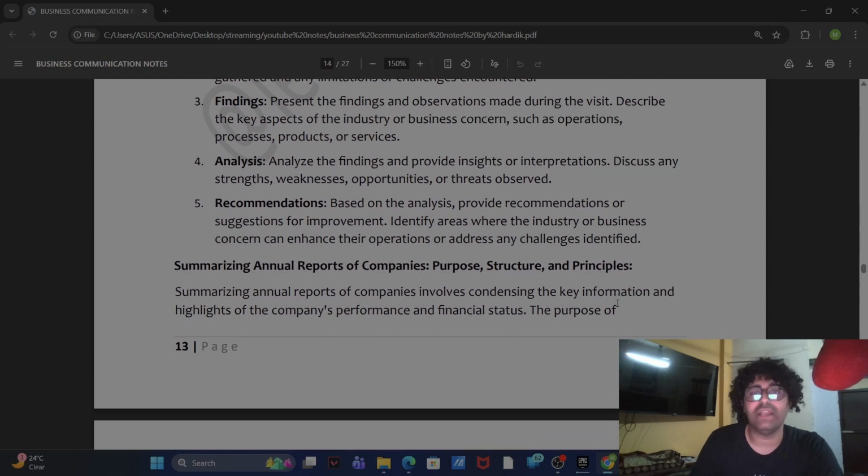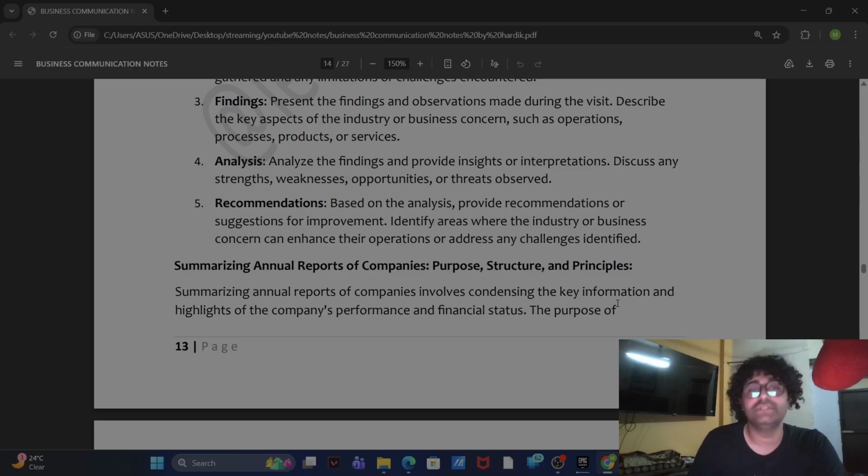Analysis. Analyze the findings and provide insights or interpretation. Discuss any strengths, weaknesses, opportunities, or threats observed. Recommendation. Based on the analysis, provide recommendations or suggestions for improvement. Identify areas where the industry or business concern can enhance its operations or address any challenges identified.